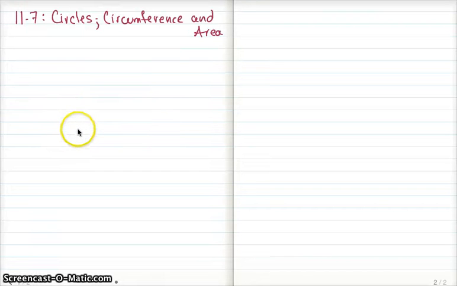Hi ladies, today we're going to talk about circles. We're going to combine two sections, sections 11.7 and 11.8. In particular with circles, we're going to focus on circumference and area.